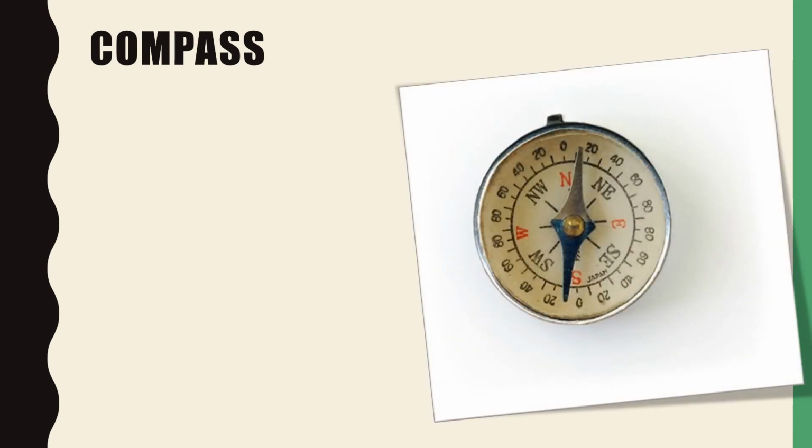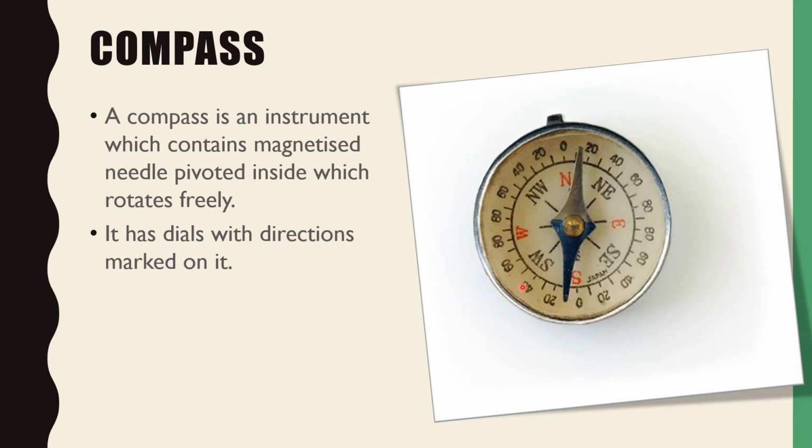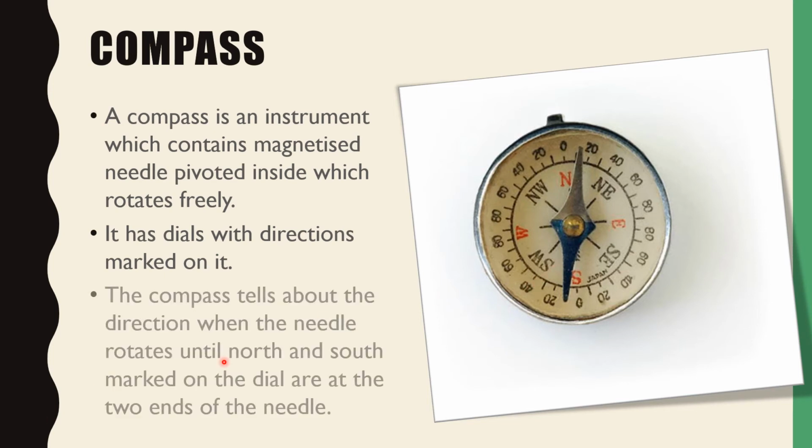Compass. For finding the direction, people discovered a compass, and this compass has a magnetized needle pivoted inside it. This needle rotates, and after some time it settles down in the north-south direction. So a compass is an instrument which contains a magnetized needle pivoted inside, which rotates freely. It has a dial with the directions marked on it. In this compass, as you can see, north, south, west, east, northeast, all the directions are mentioned.